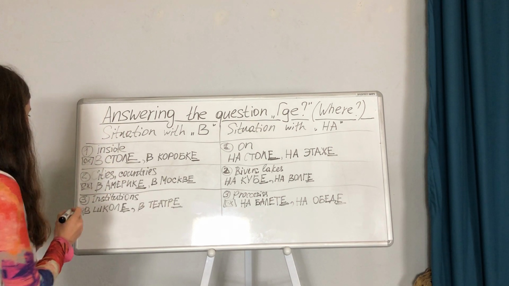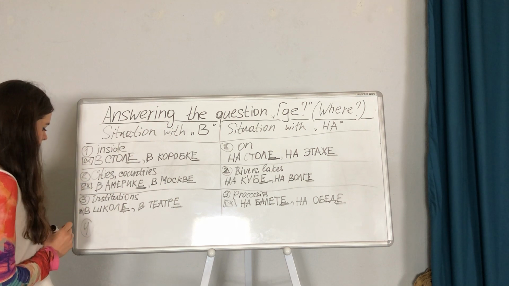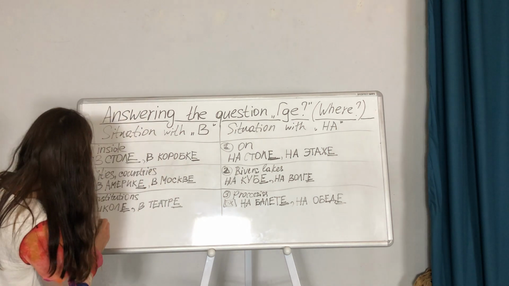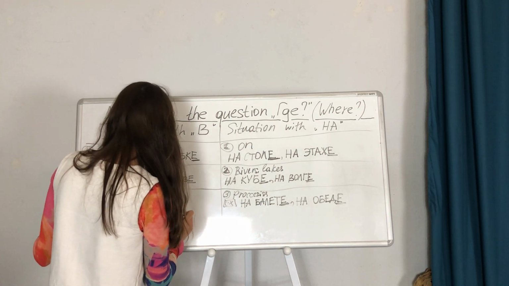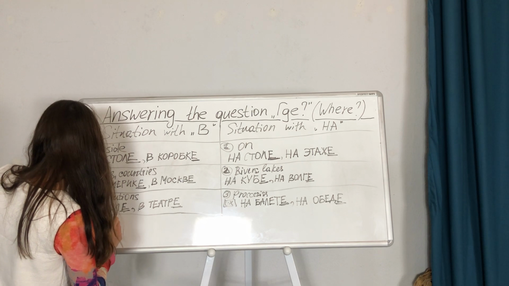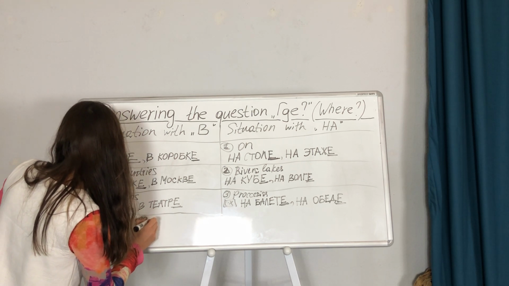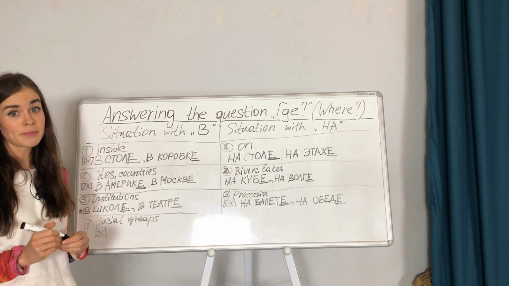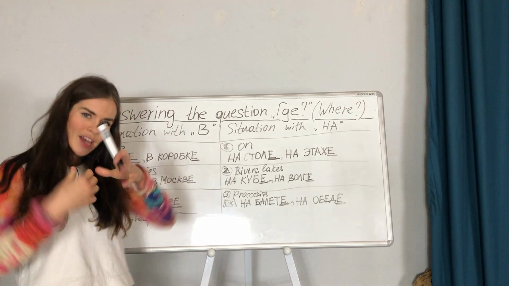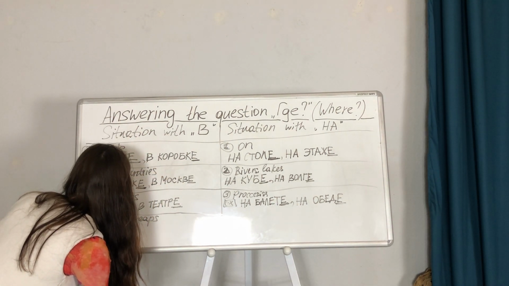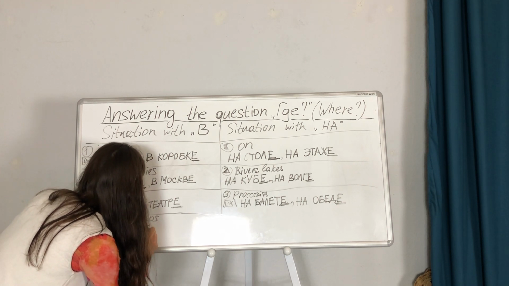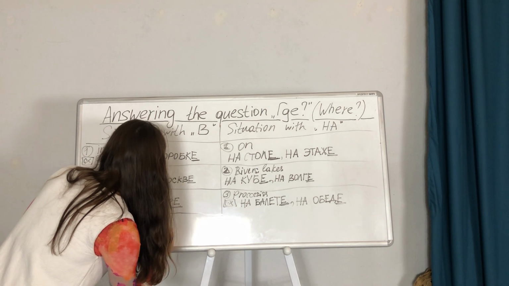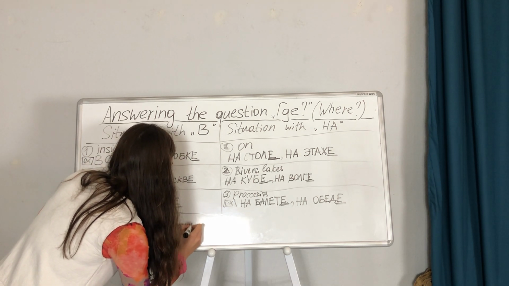Also, I can tell you about social groups. For example, when you talk about a family or social group: в семье. Семья ends with я, and we change it to е: в семье. And let's say in the group, в группе.